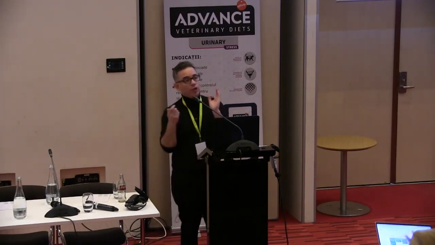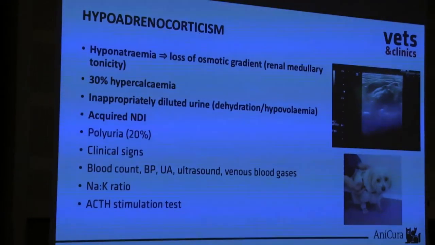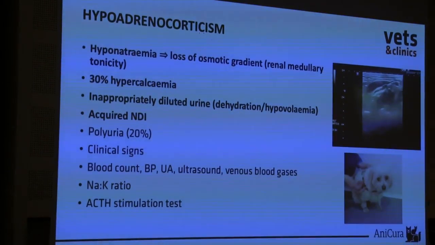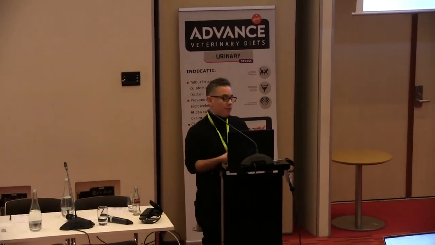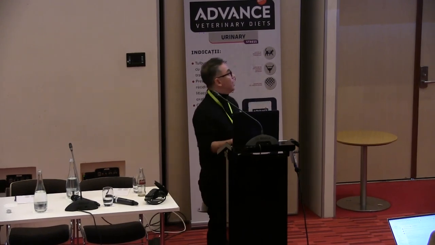Hypoadrenocorticism can also produce polydipsia, and 30% of dogs with Addison's present hypercalcemia. In another way, dogs present a higher concentration of potassium, hyperkalemia, and a compensatory hyponatremia. And hyponatremia produces a loss of osmotic gradients, mainly the renal medullary tonicity, and for that reason the urine is more diluted. Okay? And polyuria is present in 20% of dogs with Addison's. Mainly you have to be attentive to the sodium potassium ratio, less than 27, or with an even better correlation, less than 23, and do the ACTH stimulation test, okay.